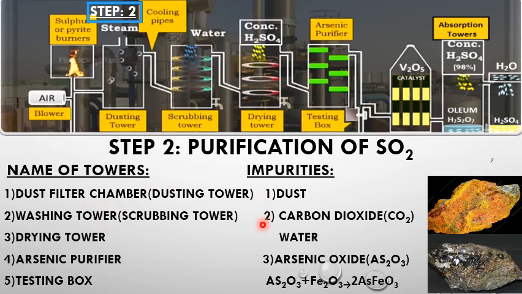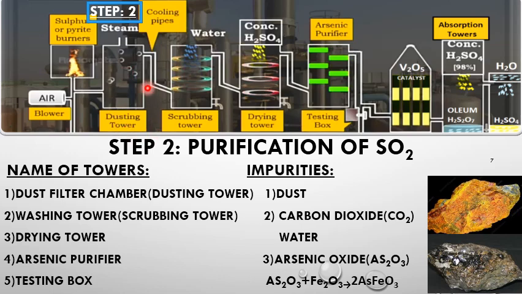These impurities are removed one by one in these towers. The first one is the dusting tower. It is also known as the dust filter chamber or the dust catcher. It removes the dust. Here, heavy particles of the dust settle down under the influence of gravity, but the small dust particles are settled down by the action of hot steam.